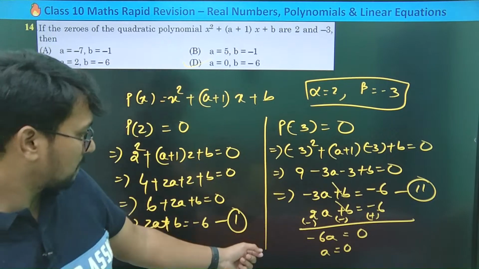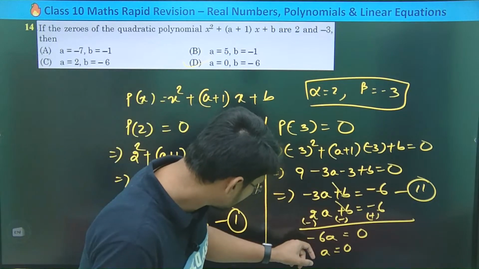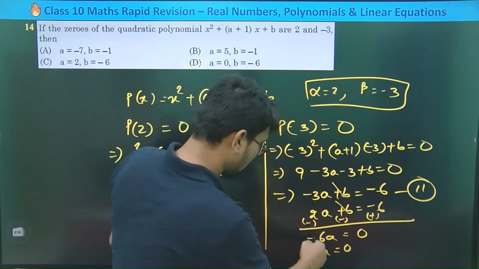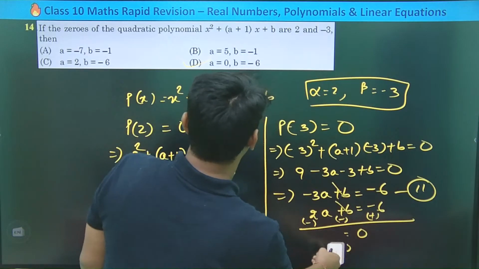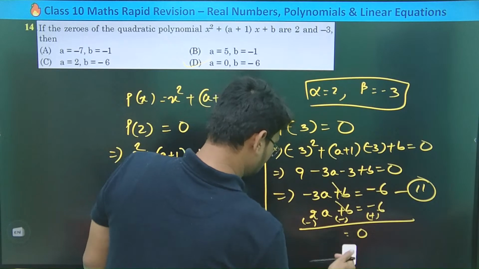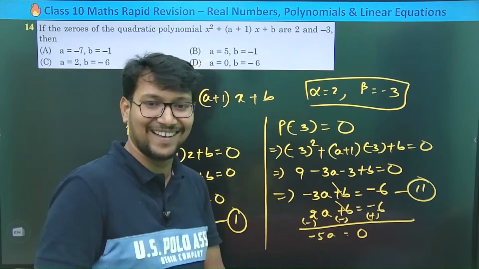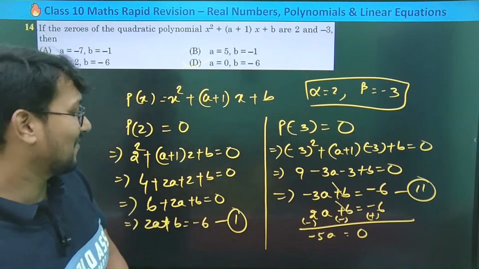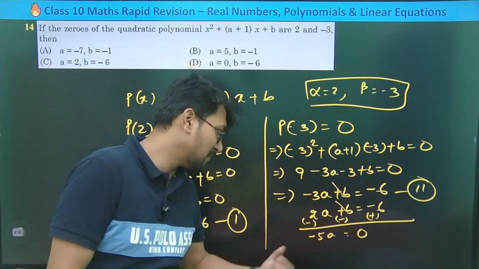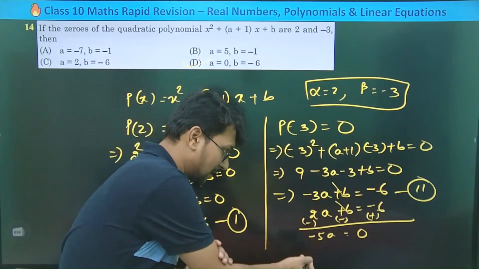Where is the doubt? P2, oh, minus 5. Oh, this is minus 5. Yeah, this is minus 5. So therefore A is 0 ultimately. Okay, but I have done a mistake in writing. So minus 3 minus 2 is how much? Minus 5 equals 0.